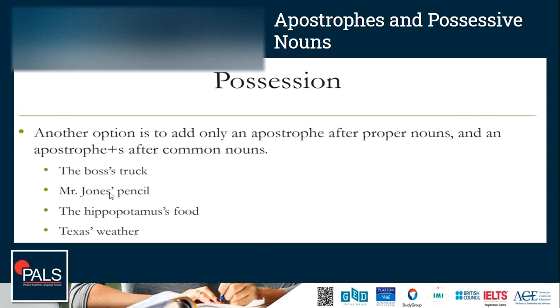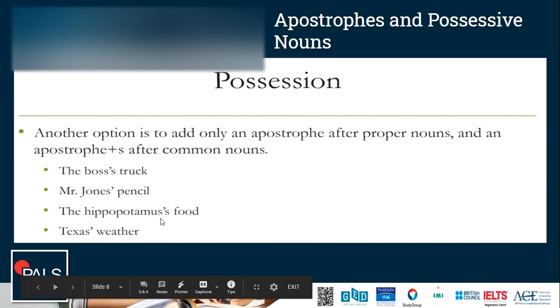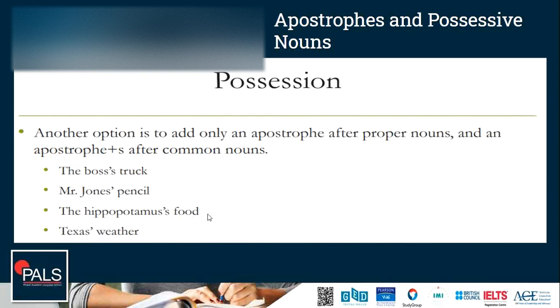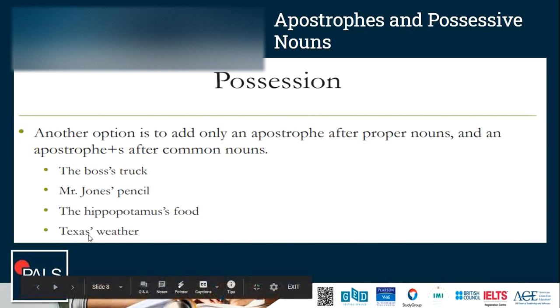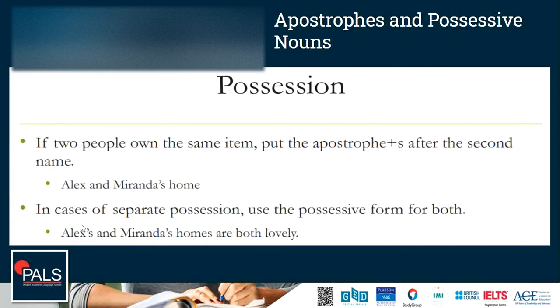Jones is a proper noun because it's the last name of the person, so we just put an apostrophe, no need to put an S. The hippopotamus's food. Okay, so of course this is a common noun. The Texas weather. Of course, we only have one Texas, one state. Alright, so if two people own the same item, put apostrophe plus S after the second name.